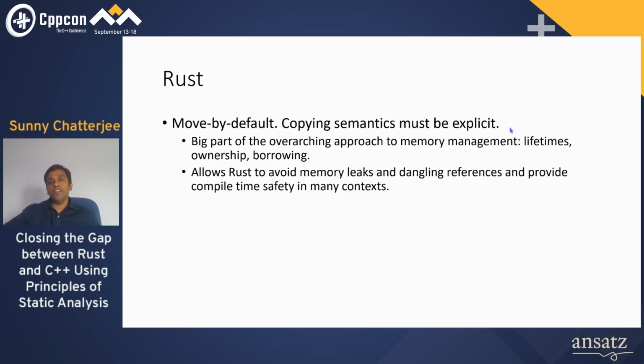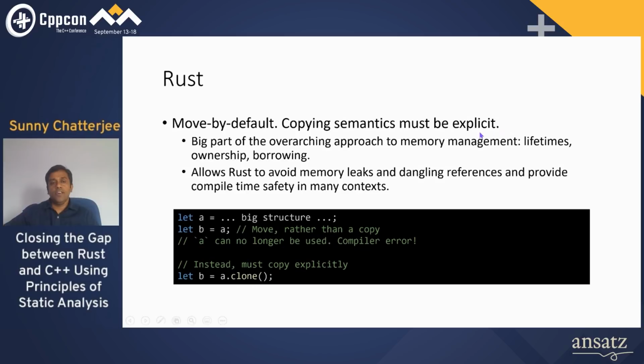Move by default is indeed a big part of Rust's memory management techniques like lifetimes, ownerships, borrowing, and it helps Rust prevent memory leaks. Here's an example where you have a big structure that you're assigning to an object A, and then you're assigning A to B. After this statement, A can no longer be used in Rust because the contents of A have been moved into B, and that would result in a compiler error. If you want to copy explicitly, you use a clone here, and that would copy the contents of A into B.